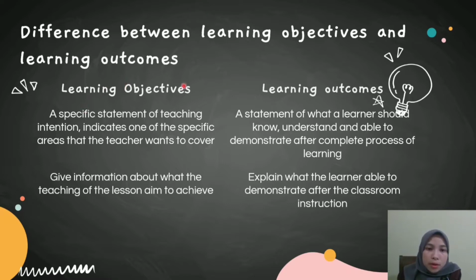So, what is a learning objective? Let me differentiate. A learning objective is a specific statement of teaching intention. It indicates one of the specific areas that the teacher wants to cover, and it gives information about what the teaching of the lesson aims to achieve. And a learning outcome is a statement of what a learner should know, understand, and be able to demonstrate after the complete process of learning. A learning outcome also explains what the learner is able to demonstrate after the classroom instruction. So understand, guys? So clear, right?